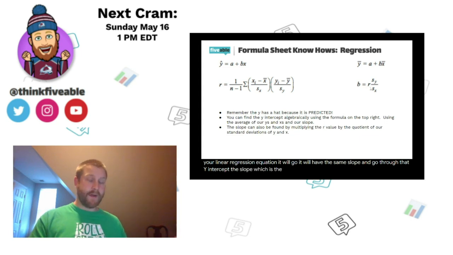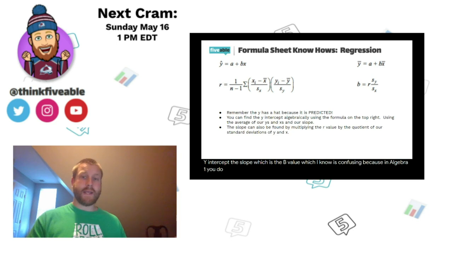The slope, which is the b value, which I know is confusing because in Algebra 1 you do y equals mx plus b, but the slope is the b value because they do your initial value plus the rate of change, is kind of the way we treat it in stats. Another way of finding that is if you take the r value, your correlation coefficient, and you multiply it times the standard deviation of y divided by the standard deviation of x. That product will give you the slope, okay?